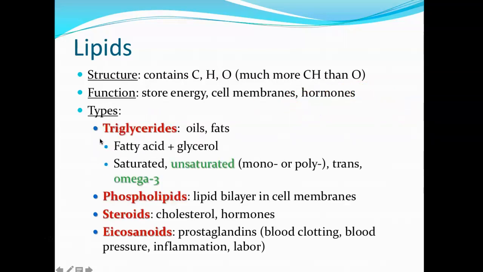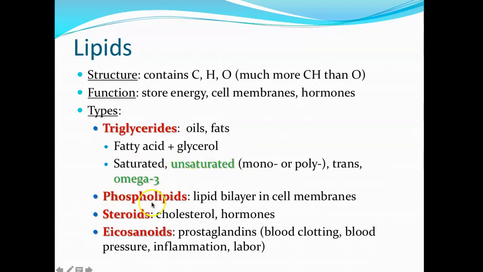And so we have different types of lipids here. Triglycerides, that's what you're going to find in food, oils and fats. And you have saturated and unsaturated. So unsaturated is kind of healthy. Saturated fats are going to be solid at room temperature like butter and lard. Unsaturated are going to be liquid at room temperature like olive oil.